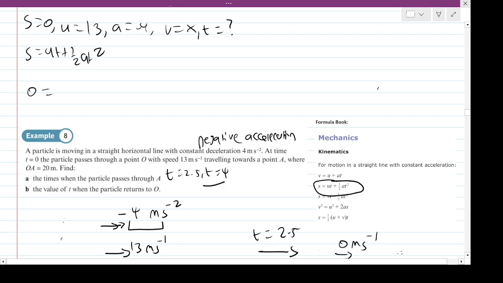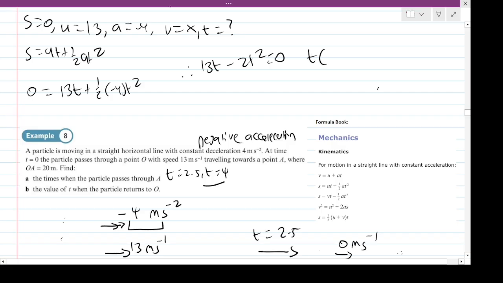So 0 is going to be 13t add a half lots of -4 lots of t squared. If I simplify this, again, I'm going to get 13t minus 2t squared equals 0. Then I can just factorise. So then I'm going to get t lots of 13 minus 2t equals 0. So that means t equals 0 or 13 minus 2t equals 0. And then if I solve this, I get 2t equals 13. So t is equal to 13 over 2, which is 6.5, okay? And so there we are.